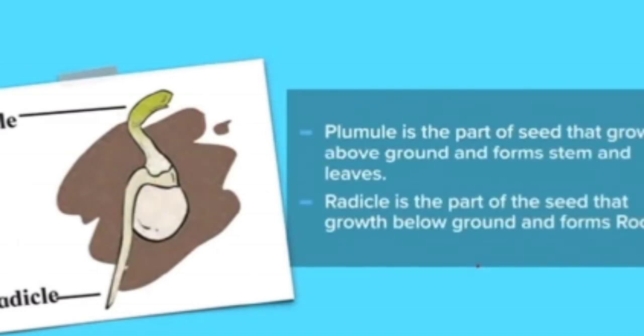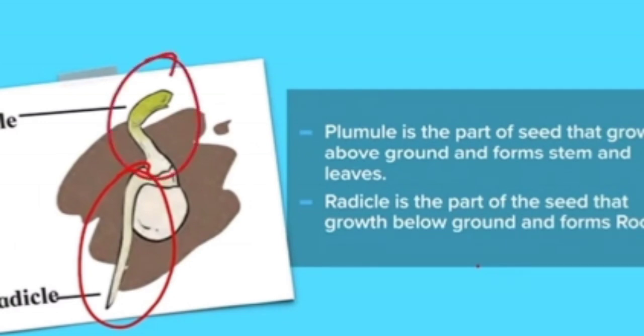Plumule is a part of a seed that grows above the ground and forms stem and leaves. As you have seen in the video from a seed, how the plumule is going above the ground and it is forming the stems and the leaves. And the radicle is a part of the seed that grows below the ground and forms the root. The radicle goes down and forms the roots, absorbing the nutrients and water, and it is giving them to the plumule, that is to the stem, and it is developing into a new plant. So already in the video you have seen just now.